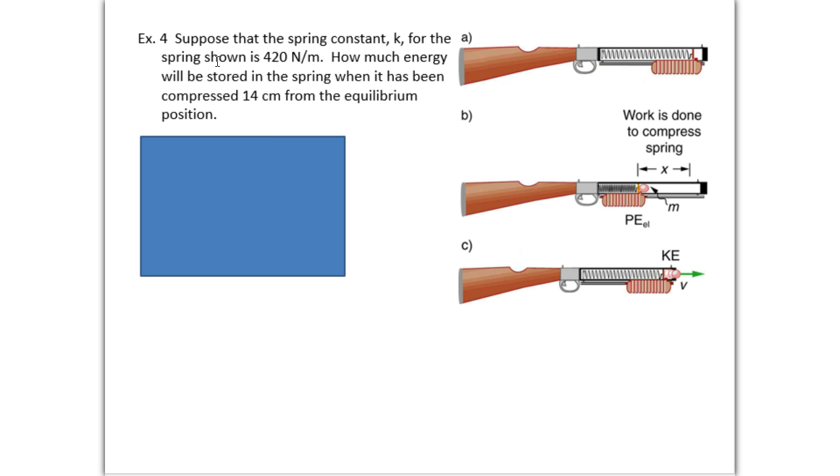Okay, another example, I'll read down through it, then you take a couple minutes to finish it. Suppose that the spring constant for the toy gun shown there is 420 newtons per meter. How much energy will be stored in the spring if it is compressed 14 centimeters from the equilibrium position? Now, equilibrium position means when the spring is at rest. So if no force is acting on it, this will be considered equilibrium position.